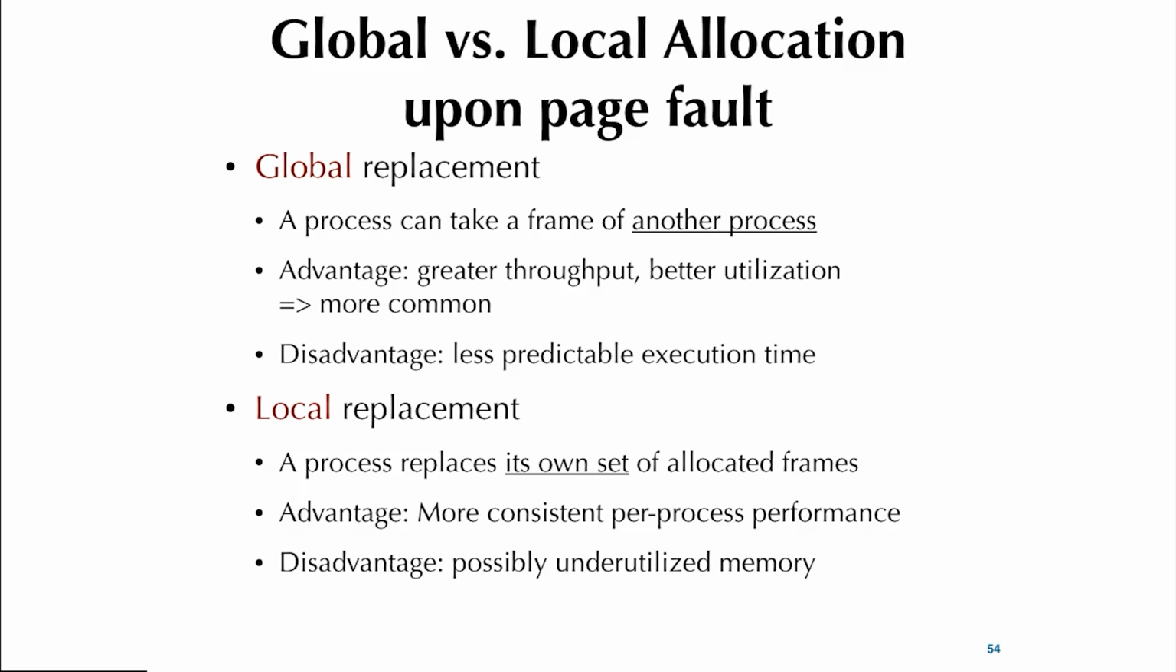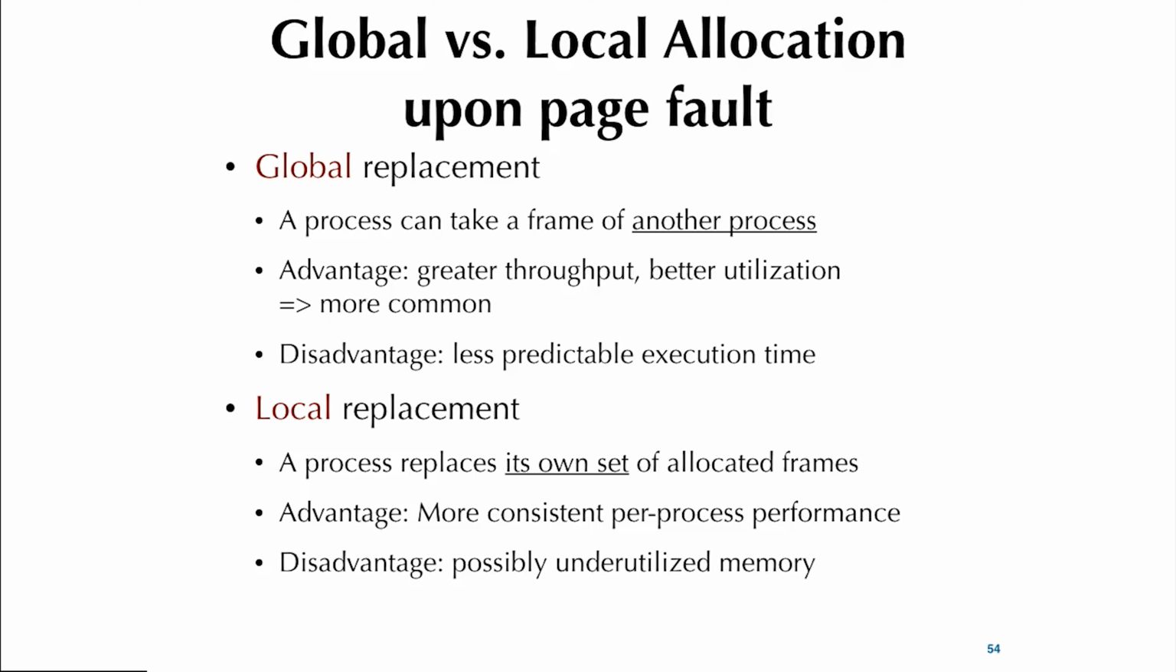Okay, so that's priority. And then there's also what's called global versus local allocation. That has to do with, do you limit the free frame source to within your own process, or can you grab it from another process? Right? Global says, well, all things go, right? Any process can grab frames from any other process. And certainly there are advantages to that, in that it's greater throughput, better utilization, and it's more common. But the disadvantage is less predictable execution time, because you probably don't know the behavior of another process as well.